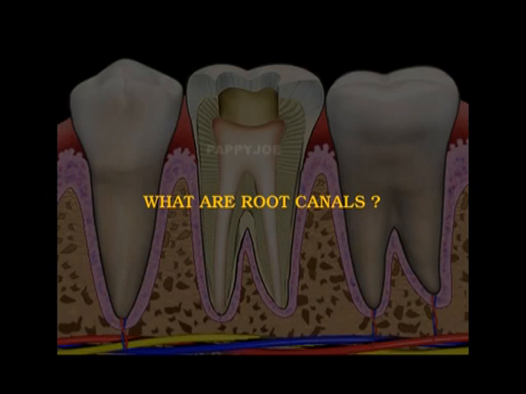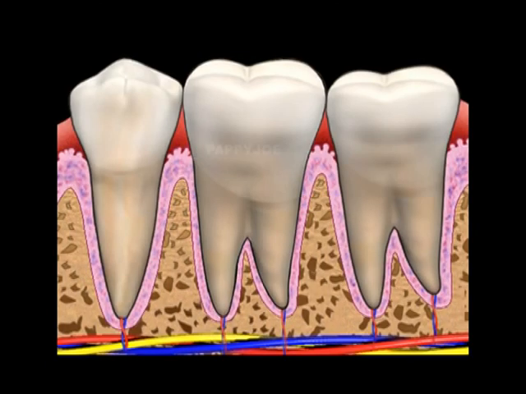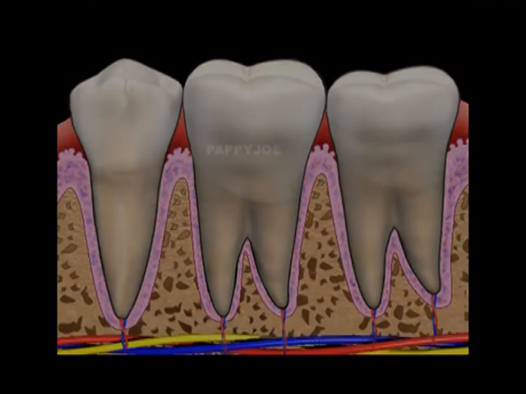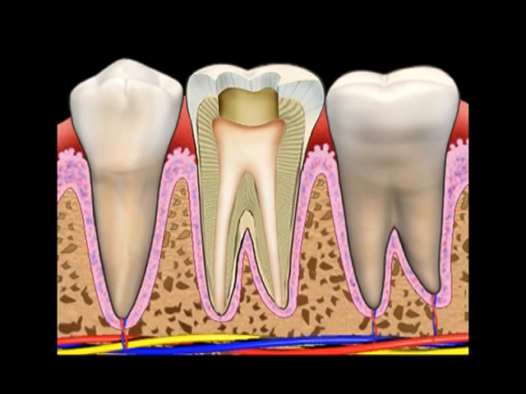What are root canals? The important structures of a tooth are crown, root, enamel, dentin, pulp, and cementum. The pulp is present inside pulp chambers and root canals. The chamber enclosing pulp is called the root canal.